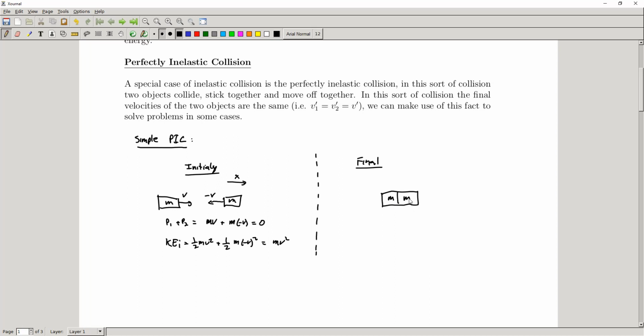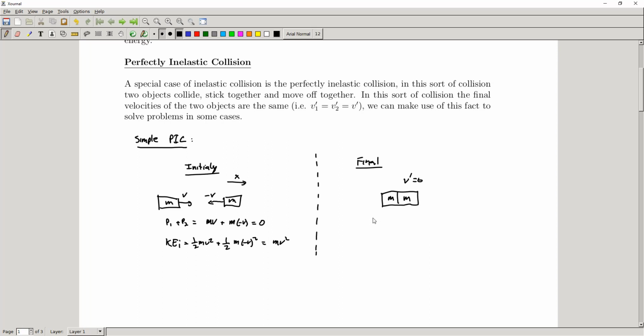So they're stuck to each other, and normally these things would move off with the same velocity, and they will, but in this case that velocity just happens to be 0, right? Because the two of them slam into each other, and there's no leftover momentum in either direction. So they just slam into each other, stick to each other, and they don't move anywhere.